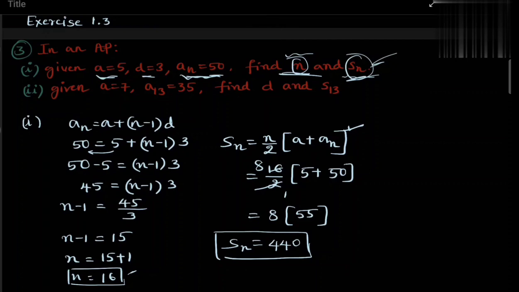So next question, they given a is equal to 7, a13 is equal to 35, find d and S13. So here we have to find the common difference and sum of first 13 terms. So here 13 terms are there, right? So therefore here n is equal to 13. So now we have to find the common difference and S13.